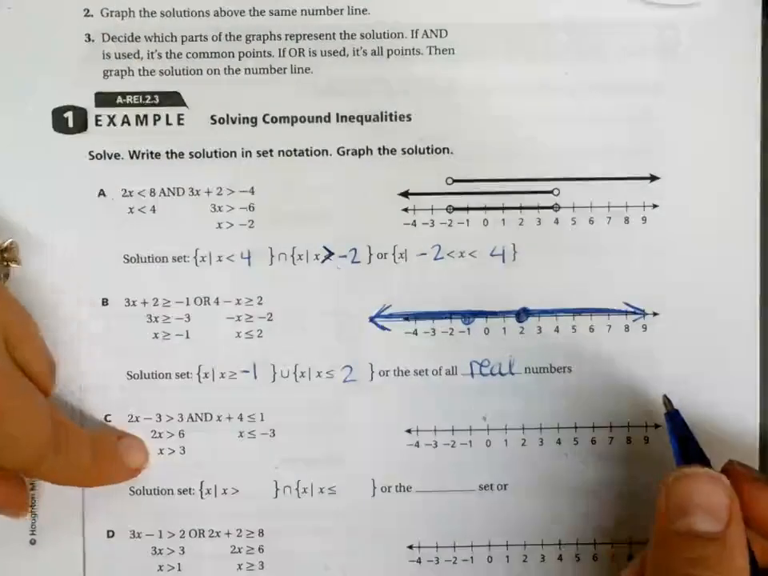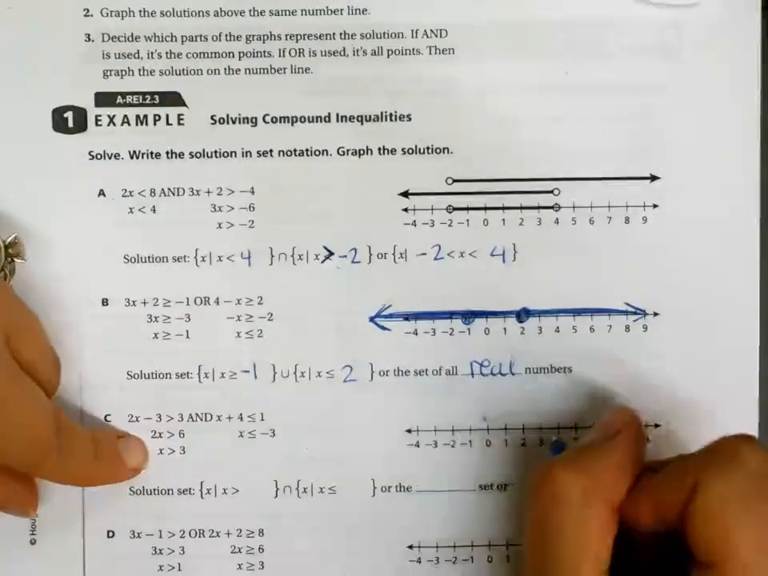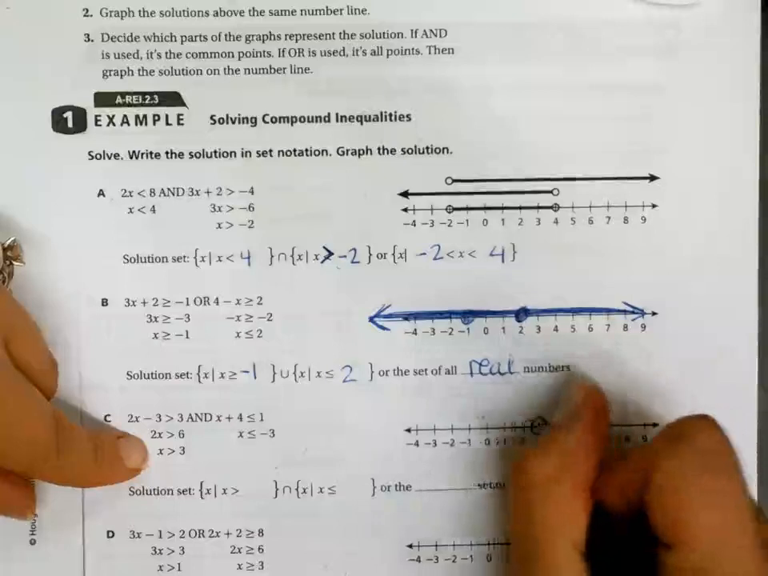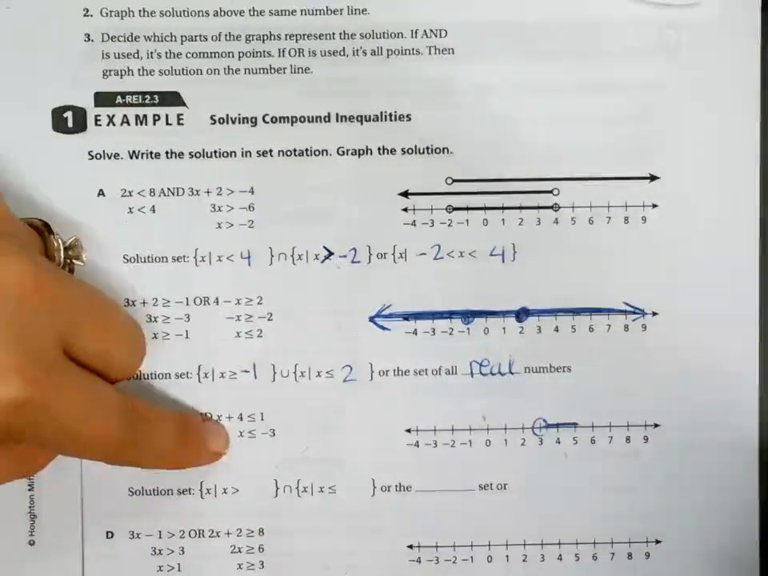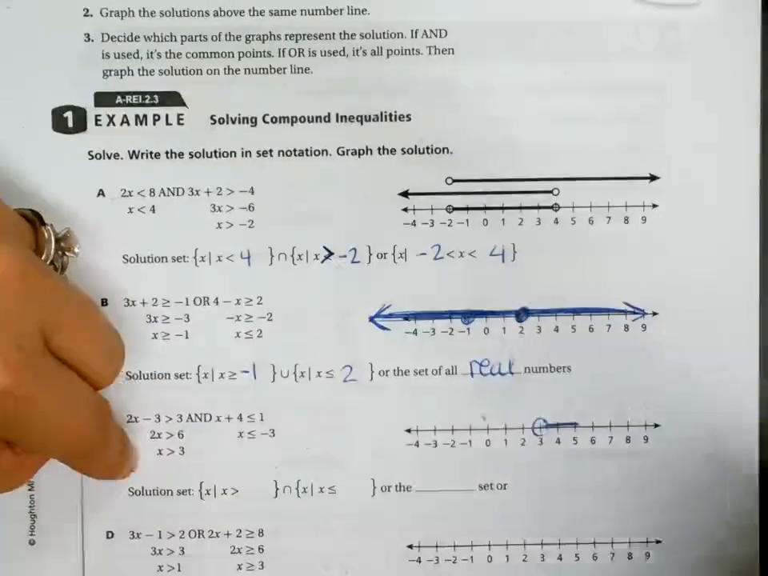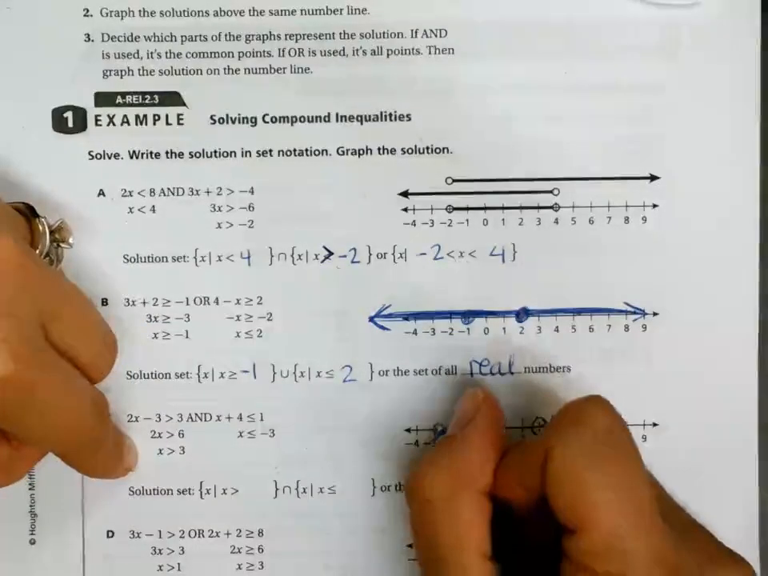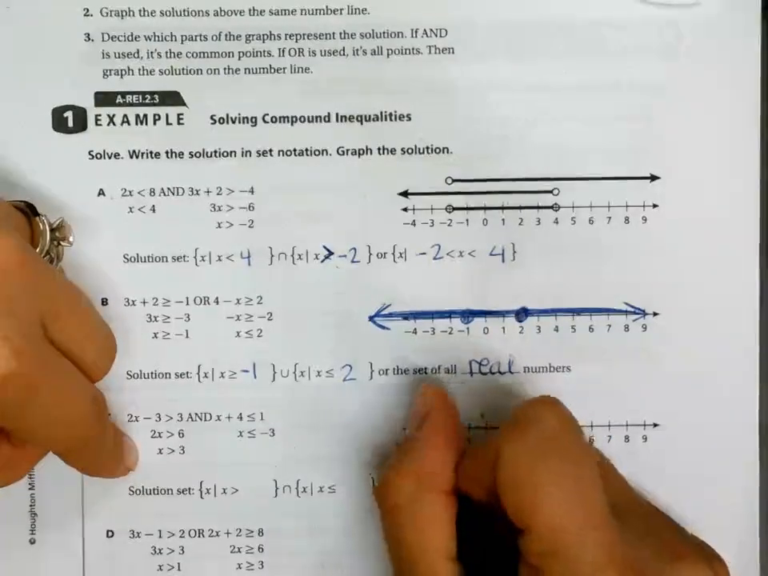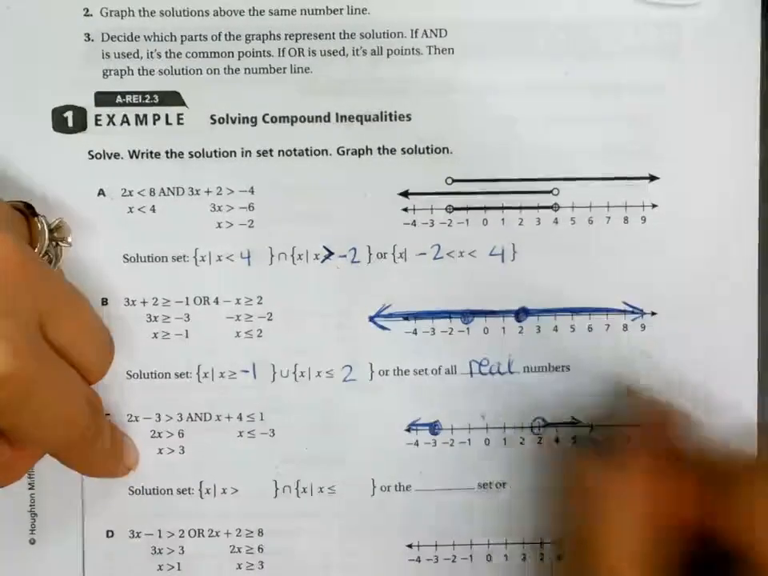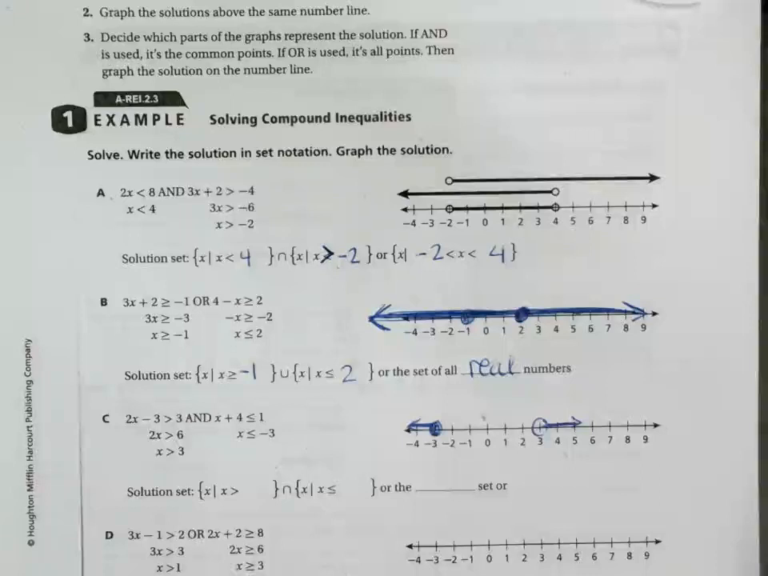So we have x is greater than 3. So we have an open dot on 3, and it's numbers that are greater than that, right? And x is less than or equal to -3. So this one goes this way. This one goes that way. Where do they overlap for the "and"? Do they ever overlap? No.